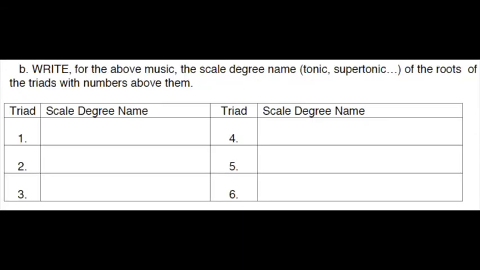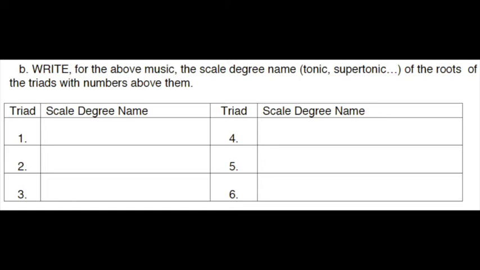Okay, so now we're looking at 2B. Write for the above music the scale degree name, tonic, supertonic, of the roots of the triads with numbers above them. Okay, so which key are we in? Because you can't work out the scale degrees if you don't know which key you are in. There's an F sharp in the first chord of the first bar. Now the first bar is not the anacrusis or the upbeat. Number 1 and number 2, that's just the upbeat or the anacrusis or the pickup. Bar 1 starts at note number 3.